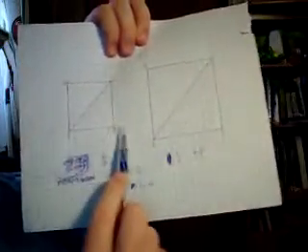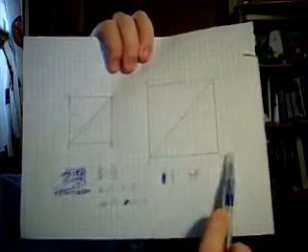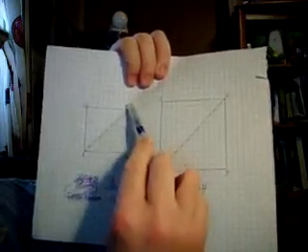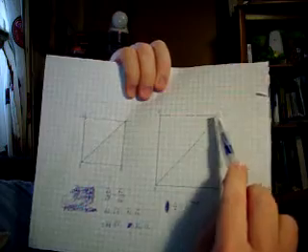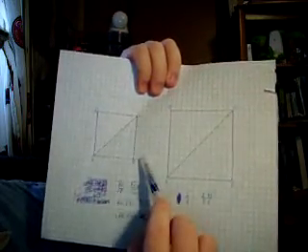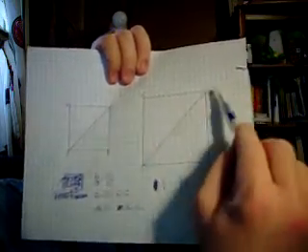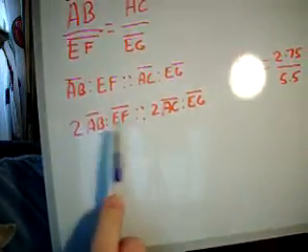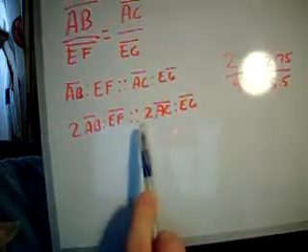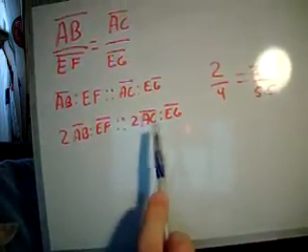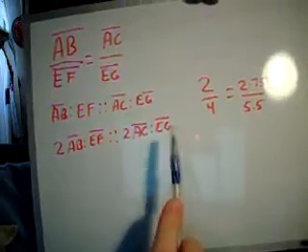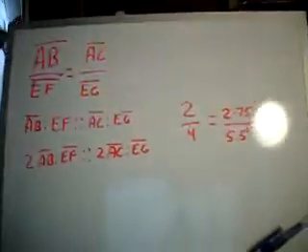Now, what we're going to say is if you take 2 of these, you'll get 1 of these. And if you take 2 of these, you'll get 1 of these. So if you increase this by the number of 2, you'll get this. If you increase this by the number of 2, you'll get this. Right here. 2AB, colon, EF, double colon, 2AC, colon, EG. That's right.